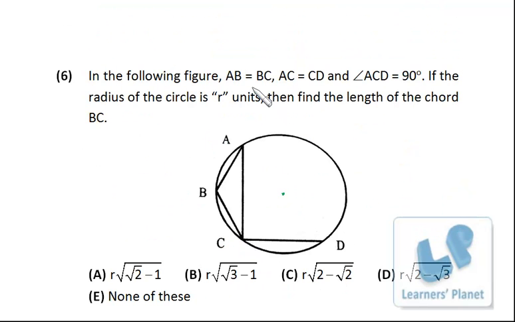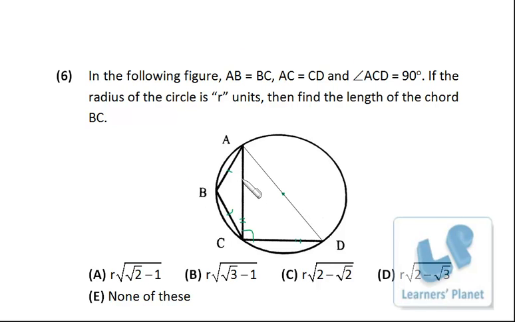In the following figure, AB is equal to BC, AC is equal to CD, and ACD is 90 degree. If the radius of the circle is R units, find the length of the chord BC, right? The first important thing over here, AD is diameter, because this is 90 degree, that means angle in semicircle is 90 degree, right? So I just draw the diameter over here.